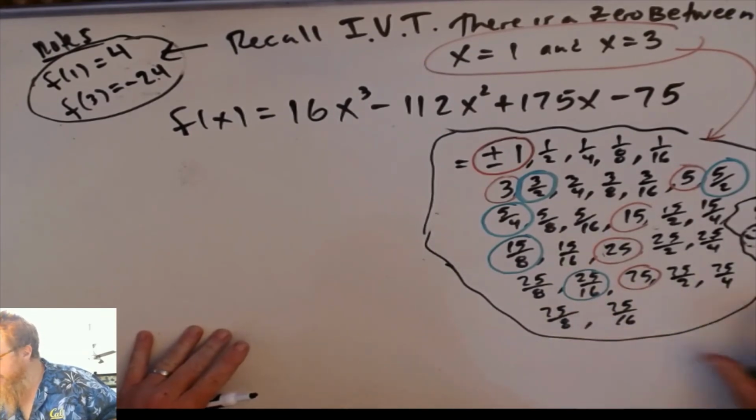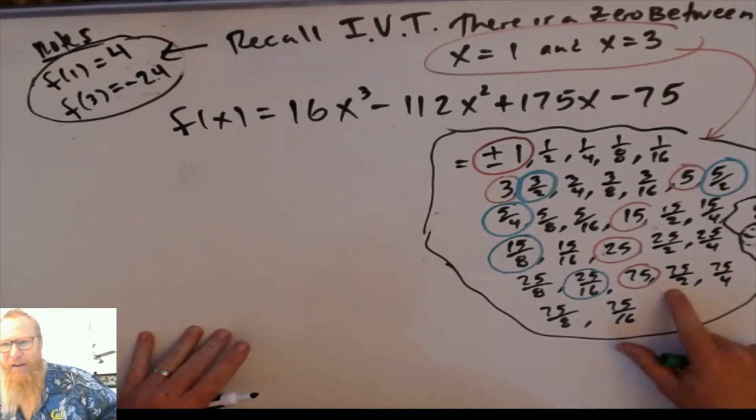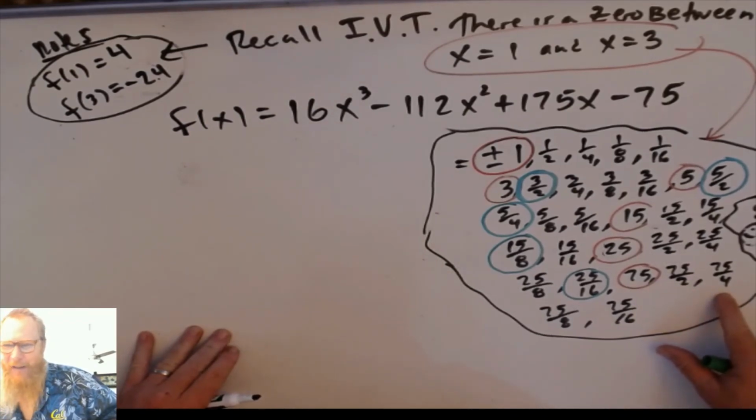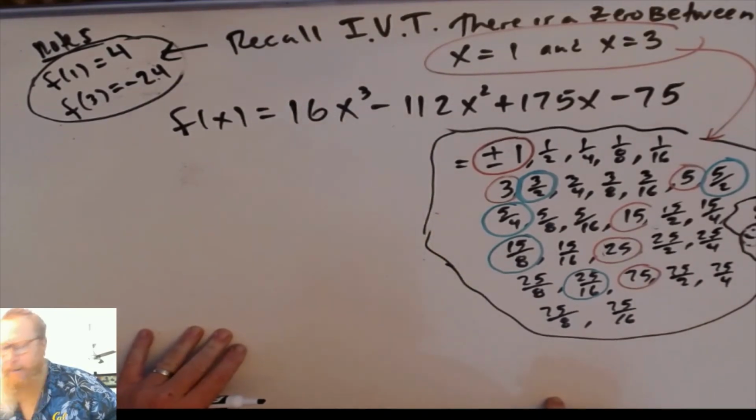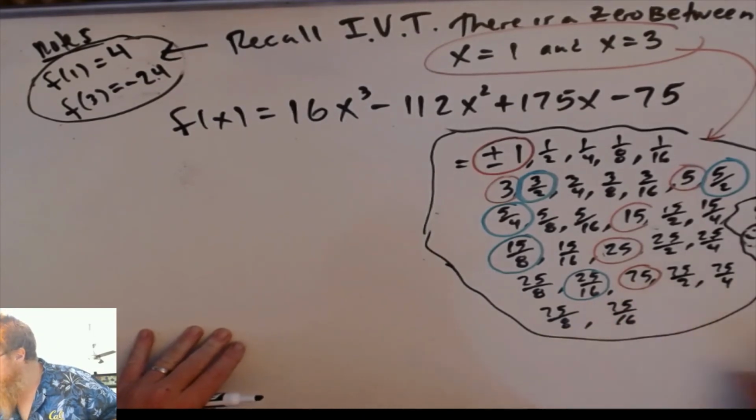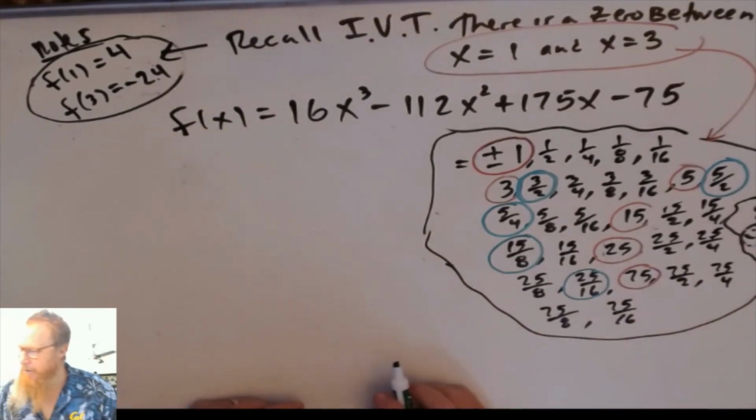Let's see, 75 fourths. I know 75 halves is not, 75 fourths is not. How about 75 eighths? 75 divided by 8. Oh, that's way bigger than 3. That's like 9 point something. How about 75 sixteenths? That's also bigger than 3.